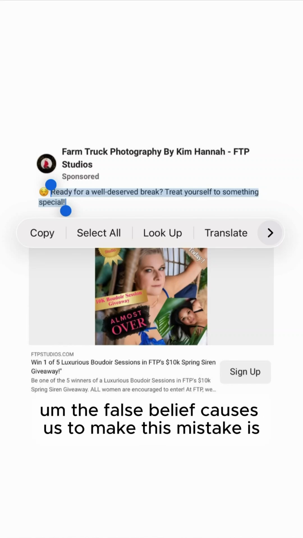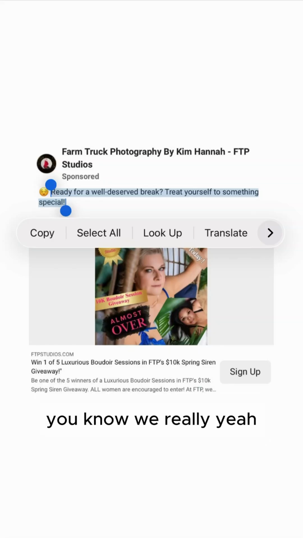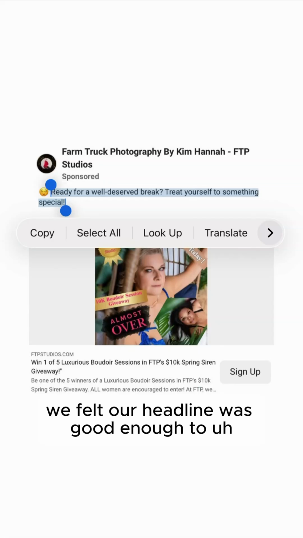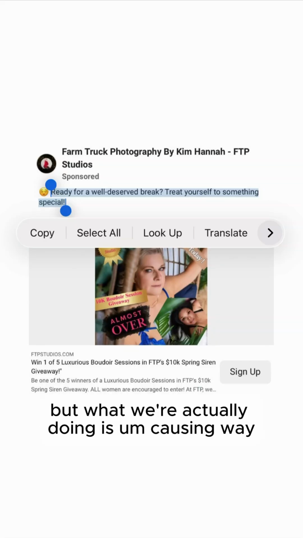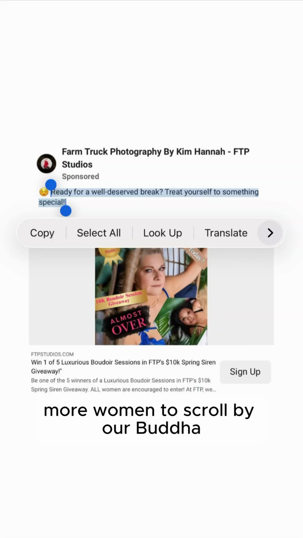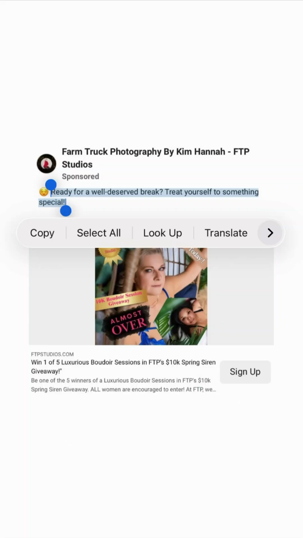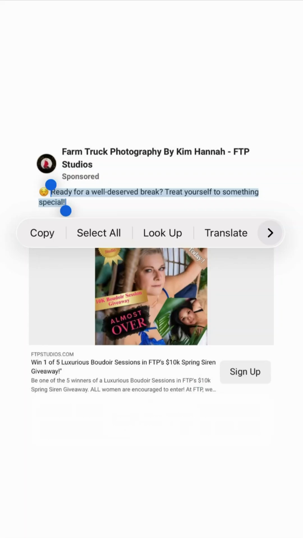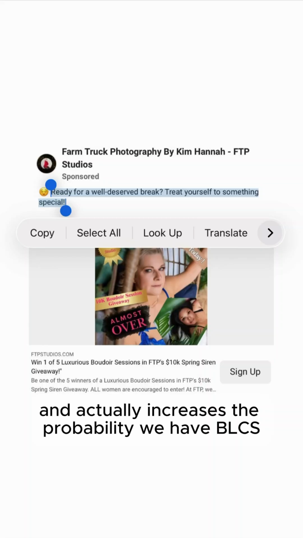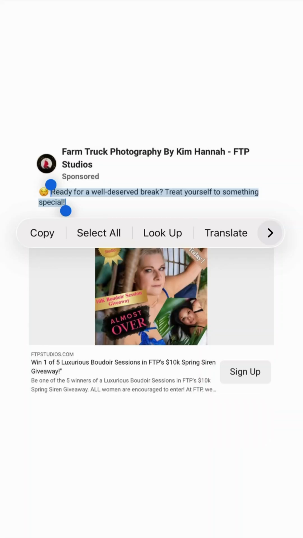The false belief that causes us to make this mistake is we felt our headline was good enough to maximize and optimize our results. But what we're actually doing is causing way more women to scroll by our Boudoir Facebook ad than necessary, which pulls down our unique CTR all under 6% and actually increases the probability we have BLCS.